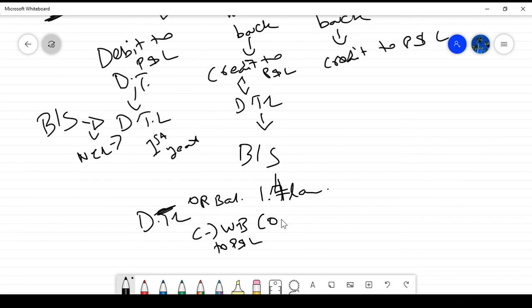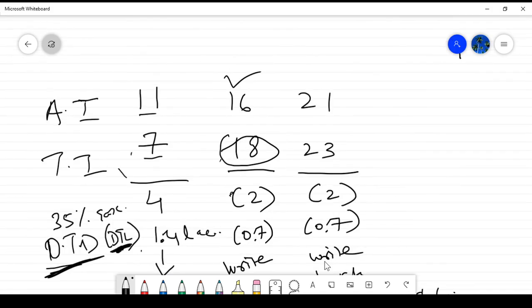Okay. Then what happened in third year? My accounting income is 21 lakh, but my taxable income is 23 lakhs. I am paying more tax in third year. Why? Because I paid less tax in first year. That is partly adjusted in second year. Now the balance is adjusted in third year. So I have to write back my balance.